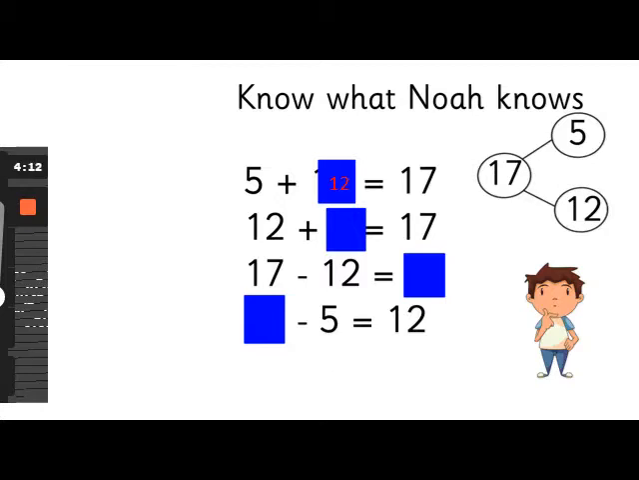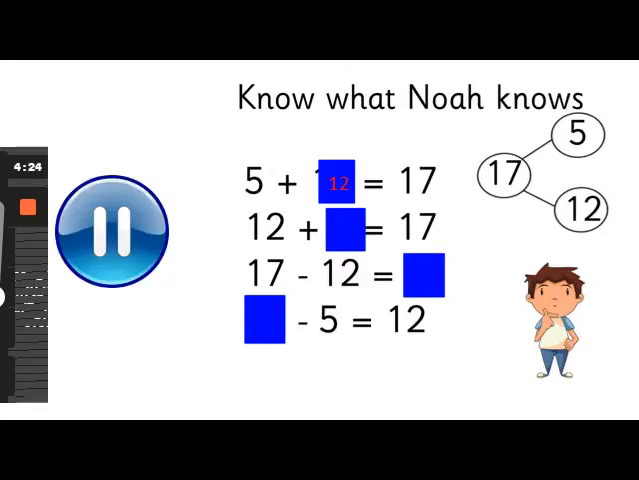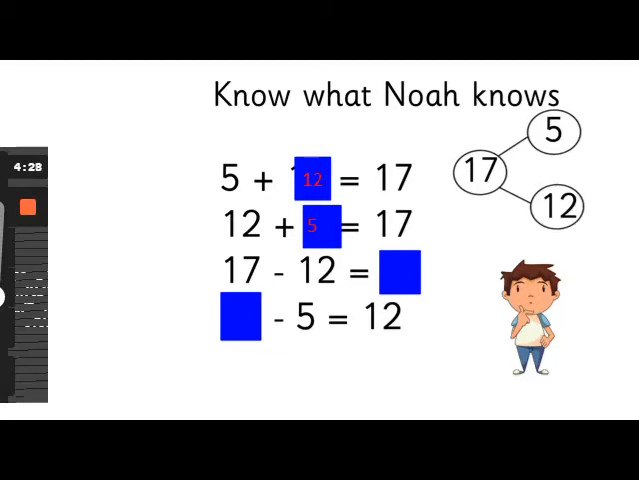The next one is 12 add something equals 17. So it's one of the parts, but we're missing the other part in that number sentence. Remember, you can always use that part-part whole model in the corner to help you. Well done, it's 5. 12 add 5 equals 17. The next one is 17 subtract 12 equals something. So we're going to be subtracting now. Pause the video, have a think.